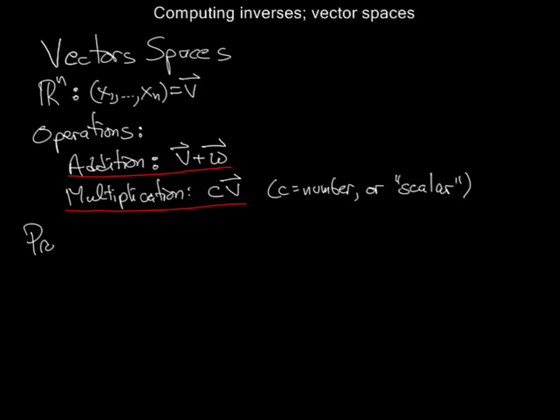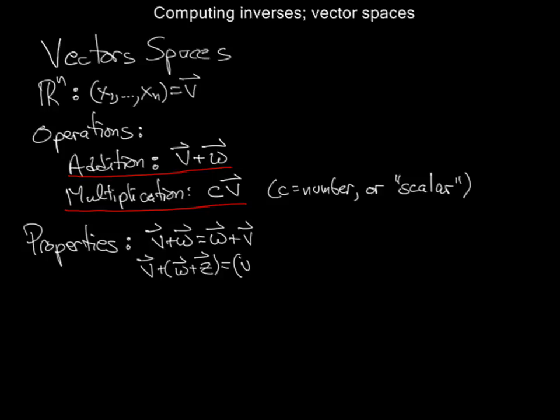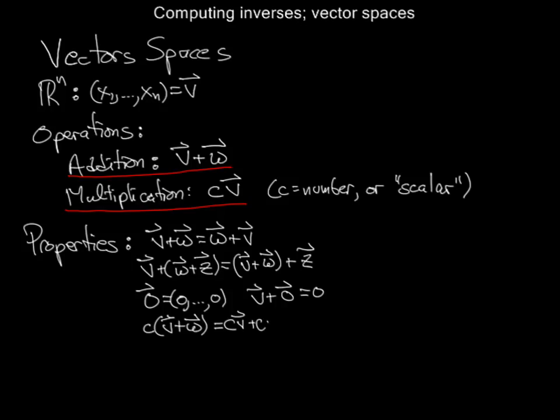I'll write down a few of these properties. So for example, addition of vectors is commutative. V plus W is the same thing as W plus V. And it's associative. V plus W plus Z is V plus W plus Z. It has a 0 vector. If you take all zeros, you add that to any vector, you get the vector back. And scalar multiplication is distributive. And there's a few more of these.